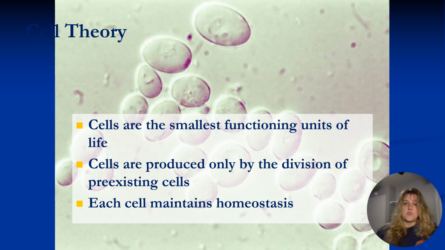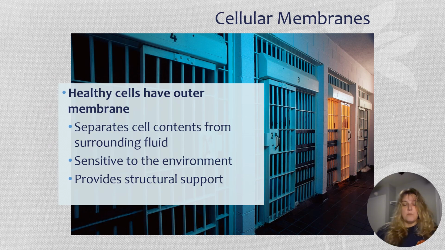But we need to know that the cells are the smallest functioning units of life. Now, this is different than the atom that we talked about before. Cells are produced only by the division of pre-existing cells, and each cell has to maintain homeostasis. It has to be happy in order for it to survive. And our cell membranes have to be nice and healthy to separate the cell contents from the surrounding fluids. It's very sensitive to the environment, and it provides that structural support, just like, if you think about us as an organism, our skin, our musculature, and our bones, they're protecting and encasing the organs inside us. It's the same thing with the cell.